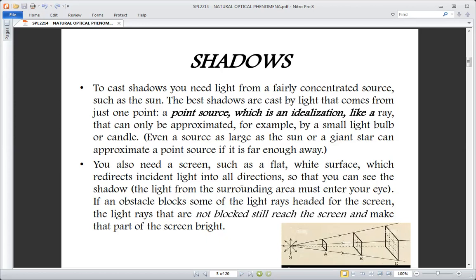And then, of course, the part where you see the light falling on the screen simply means that is the light that is now reaching your eye. The dark portion is where light does not reach your eye. Okay, that's why it is dark, because the reflection does not get to your eye.